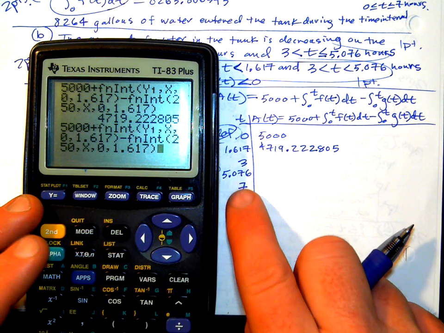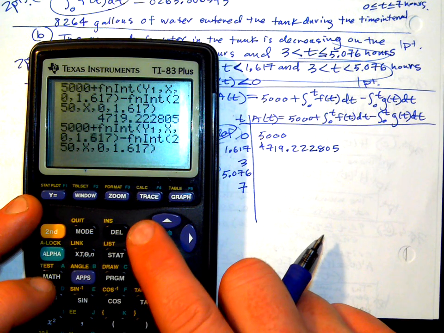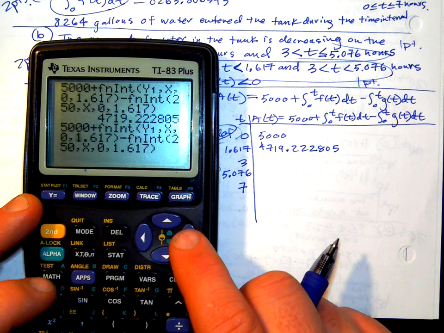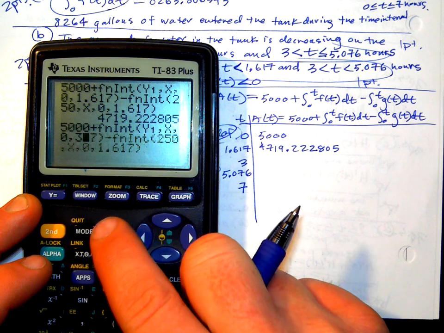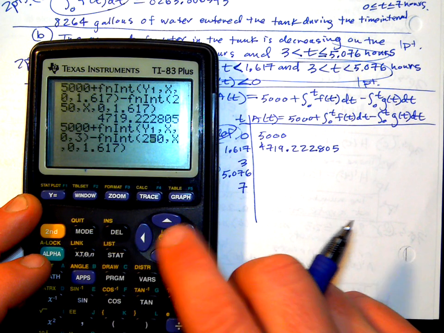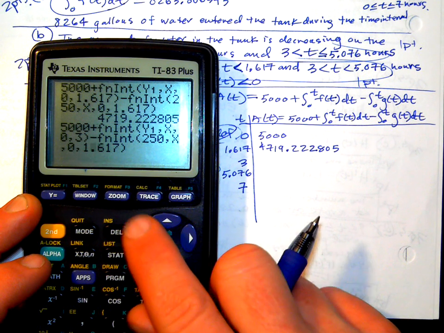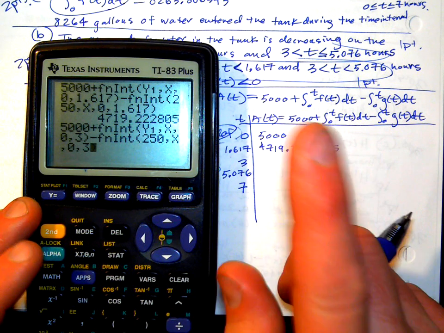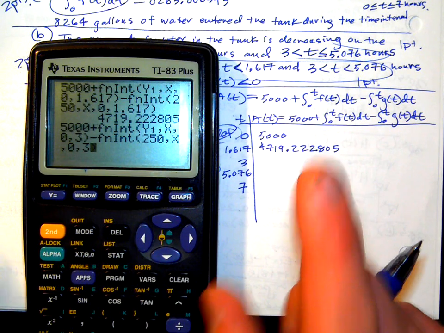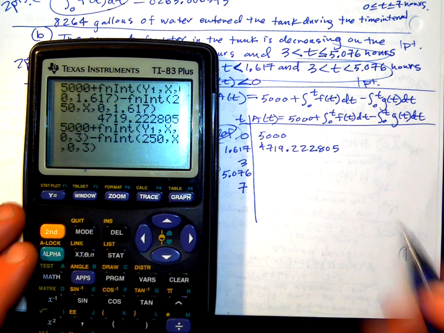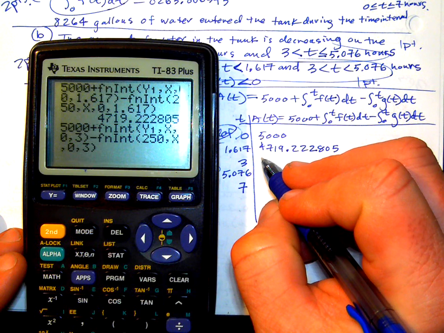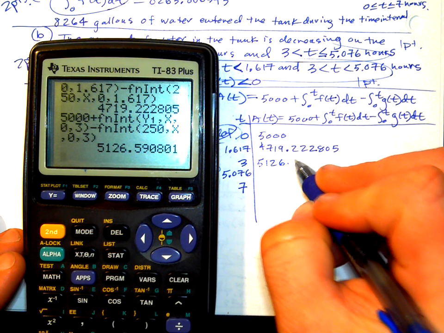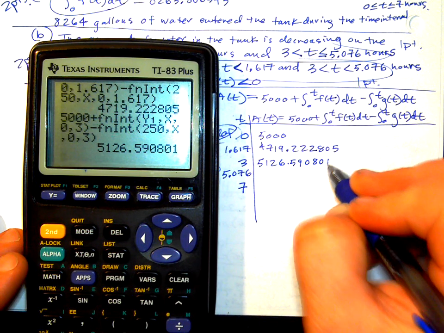Okay, we're going to do the same thing again. I'm going to go ahead and do 5.076 just because it has all the decimals in it. Well, no. I'm going to do 3. So 3 uses the same G function. We're still on 250. If you look at the graph, G is still 250 from 0 to 3. And wait for the answer: 5126.5908.